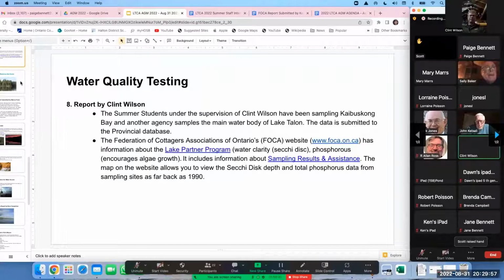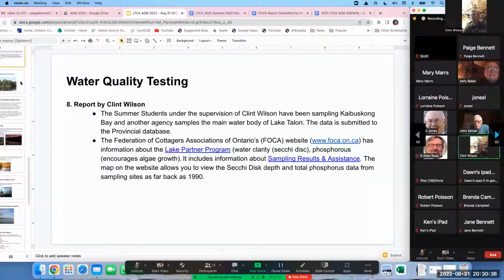Okay. All right, Brian. So was it water sampling you were looking for? Yes, just a brief. Sure. So we are continuing something we've done for many years, which is part of the FOCA Lake Partner Program. A few years back, we used to sample in 2 different locations. Now we only sample in 1. And I was told that was a financial cut, and that other agencies monitor different locations in the lake. So we've been sampling Kabiskong for the last few years.